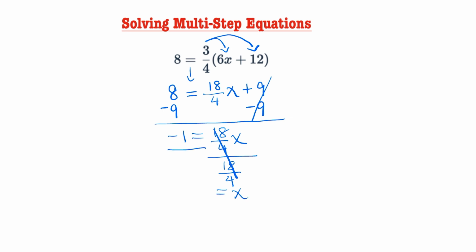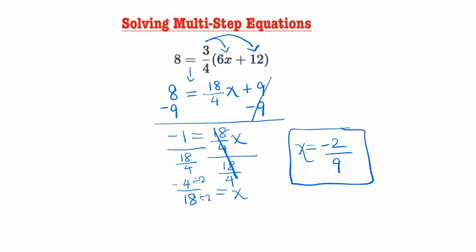On the left side, of course, I have to do the same thing, also divide by 18/4, and that's going to give me -4/18. All right, but it is good practice to always simplify your answer as much as possible. So x is equal to, I notice that both of these numbers are even. I'm going to go ahead and divide by 2, and that's going to give me -2/9 as my solution for this equation.